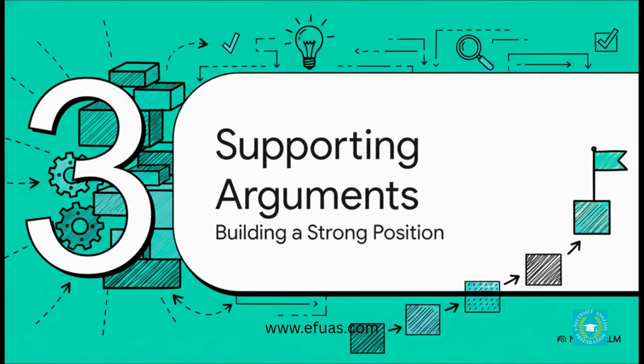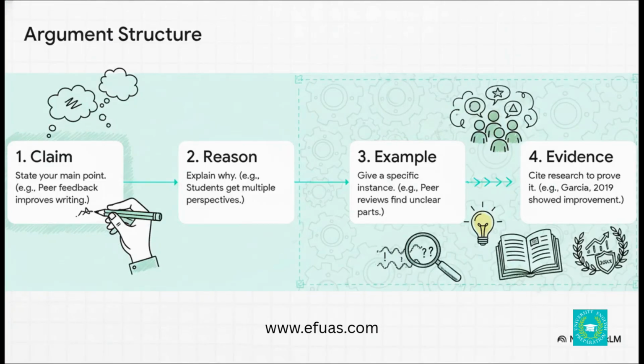And that brings us to a really crucial point. Every single claim you make needs support. You can't just say something is true, you have to prove it. So here's a super simple four-step structure you can use to build a strong position. Think of this like a recipe with four parts. First, you have your claim, which is just your main point. For example, peer feedback improves academic writing. Okay? Second, you give a reason. Why is that true? Because students get to see multiple perspectives. Great. Third, you give a specific example, like peer reviews can help point out sentences that are confusing. And finally, you bring in the evidence to back it all up, like a study by Garcia in 2019 showed this. Claim, reason, example, evidence.